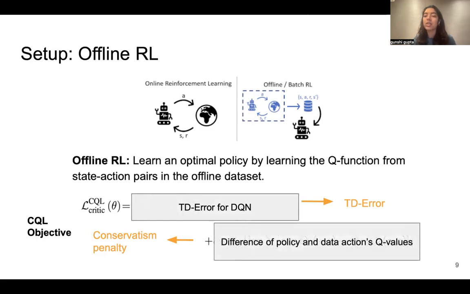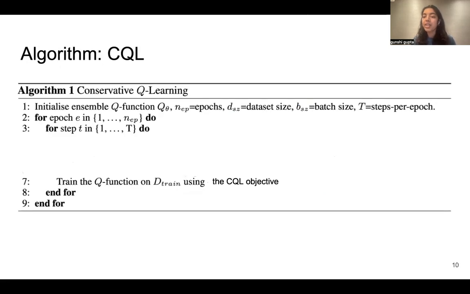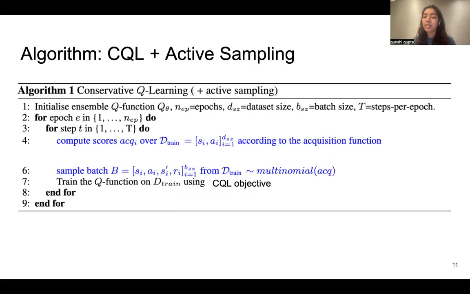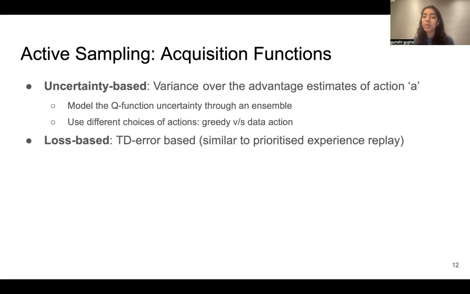The focus of our work is to experiment with the data sampling strategies without modifying the objective. Shown here is the standard CQL algorithm, and the steps added in blue are the only steps related to active sampling. We experiment with two kinds of acquisition functions for active sampling. The first are uncertainty-based acquisition functions, which look at the variance in estimates from a deep Q network ensemble, while the second are loss-based ones, which look at the temporal difference error of the deep Q network ensemble.